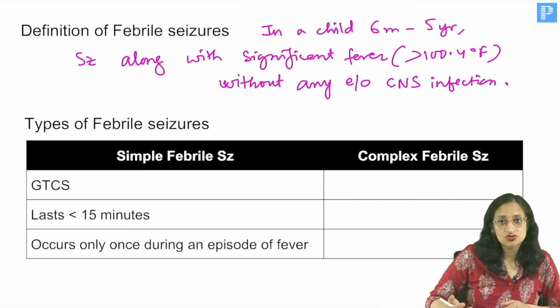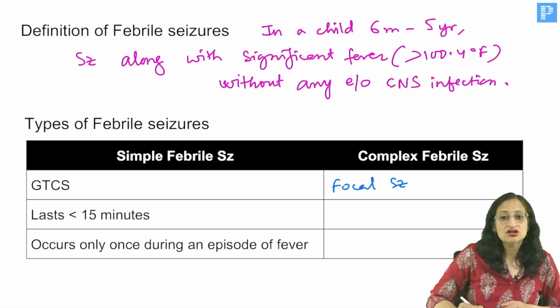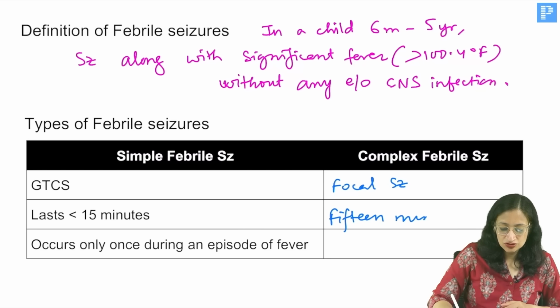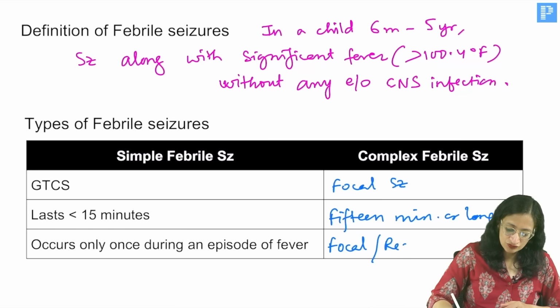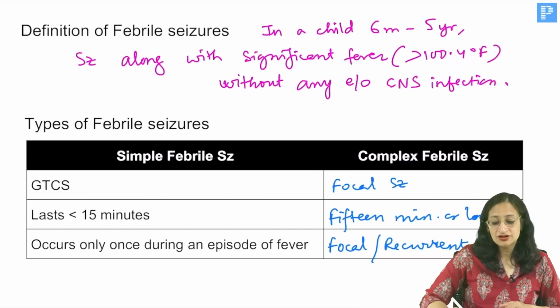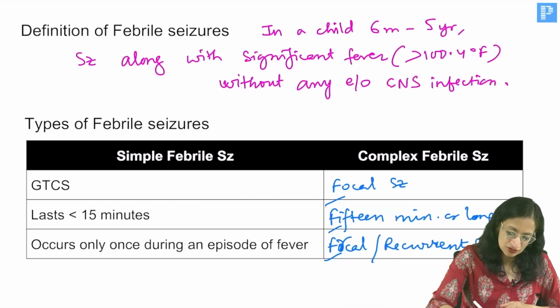Simple febrile seizures are generalized tonic-clonic seizures, but in complex febrile seizure, you can have focal seizures. Simple febrile seizure lasts less than 15 minutes. Complex can last 15 minutes or longer. Simple febrile seizure occurs only once during an episode of fever, while in complex febrile seizure, there could be focal or recurrent seizures. So remember the 3 F's of complex febrile seizure: focal, 15 minutes or longer, and frequent or recurrent seizures.